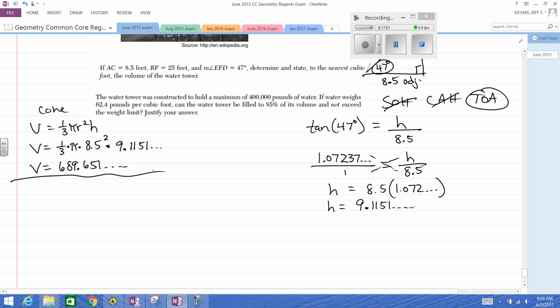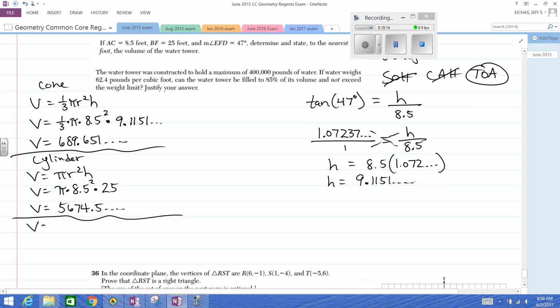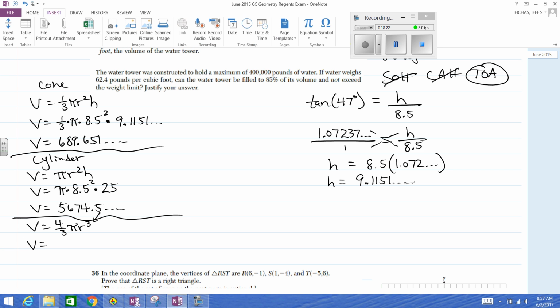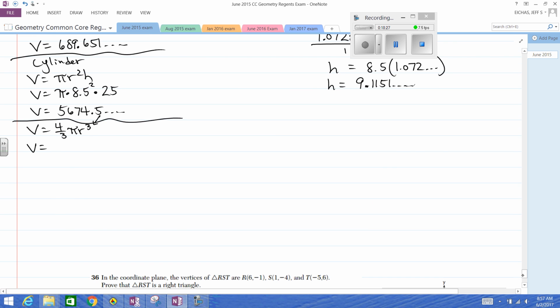Now let's do the cylinder portion. This is just all crunching numbers. 8.5 squared, and that, what did they give us? 25, right? That came out 5674. All right, and then the full sphere first. Careful, this cube threw off some of my students. So make sure that you're careful to cube, not just square. Most of them just squared it if they messed up.